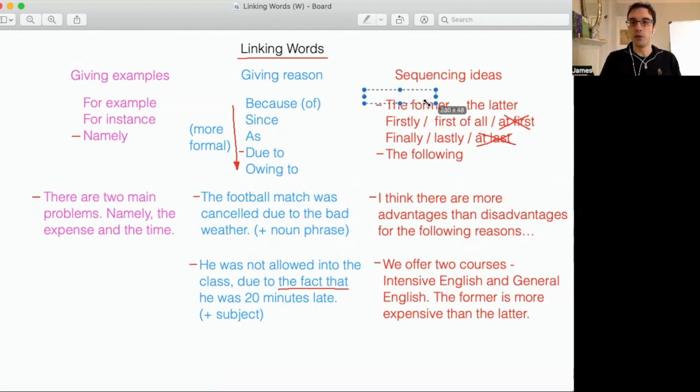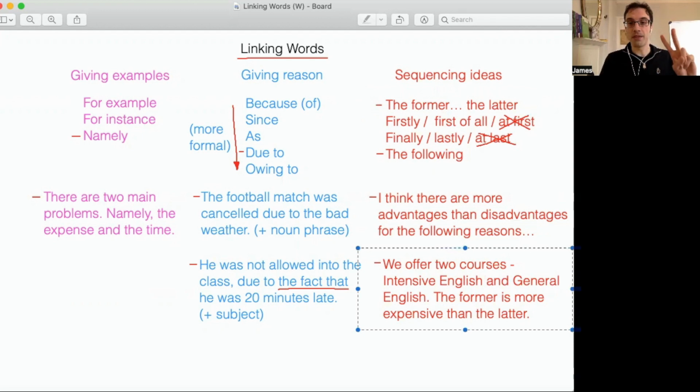And then the former and the latter. Now, these two examples relate to two things that you have already said. Okay, for example, we offer two courses, intensive English and general English. The former is more expensive than the latter. Okay, so the first thing you said was intensive English. That is more expensive than the latter, which is general English. So the former is more expensive than the latter. And it's a good thing to use when you've got two examples and you want to make your language more formal. Okay. So those are my examples for these categories.